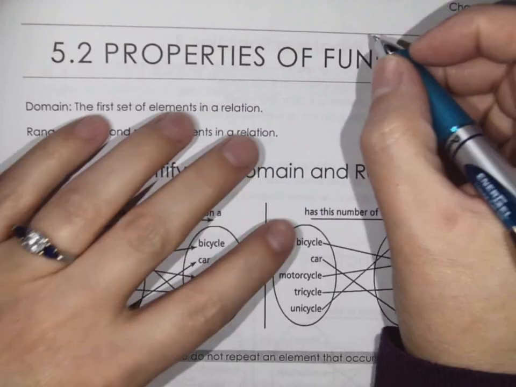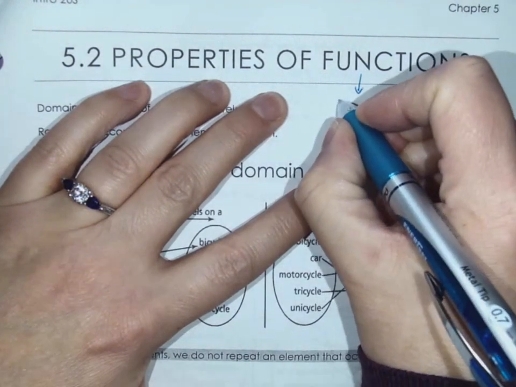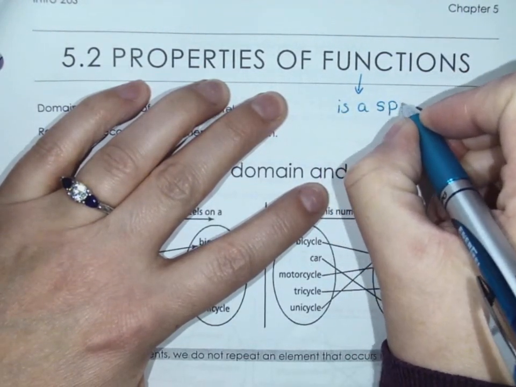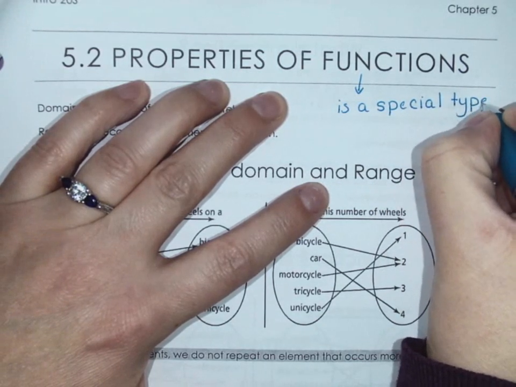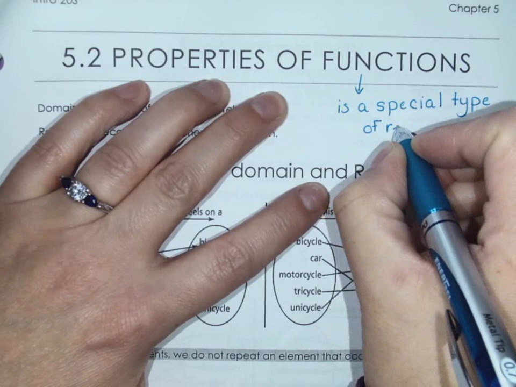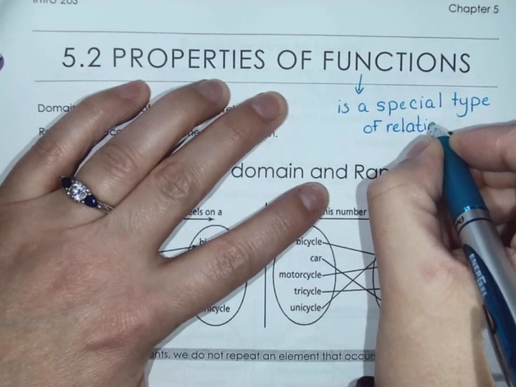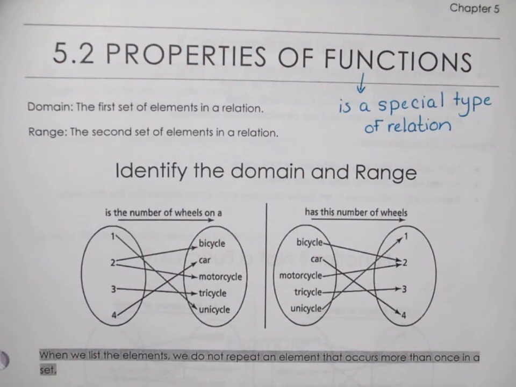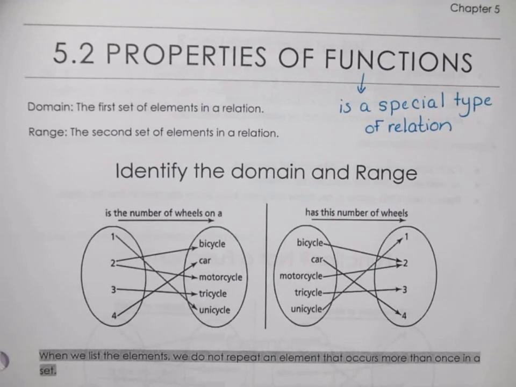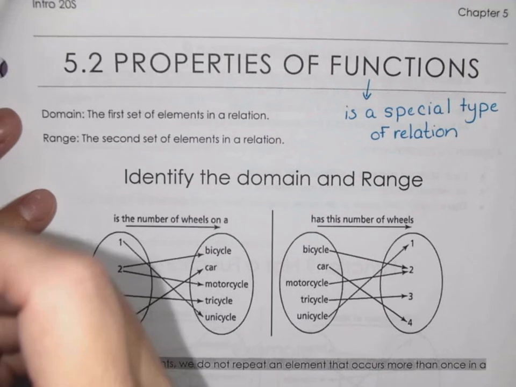Okay, so a function is a special type of relation. So there's a very special type of relationship here when we talk specifically about functions. Yesterday we were talking about set 1 and set 2, and I used some words like independent and dependent variables. We're going to get to those as well.